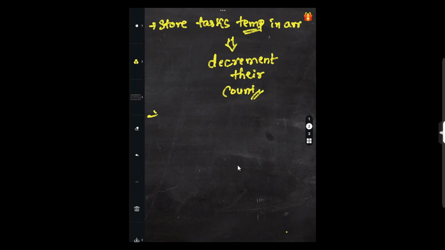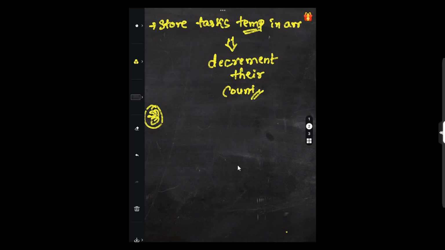Now the third step here is, if the task still has occurrences left, push it back to the max heap. Then we will count the number of intervals needed to process the tasks in the cycle. So this is fine. This we have to keep in mind.